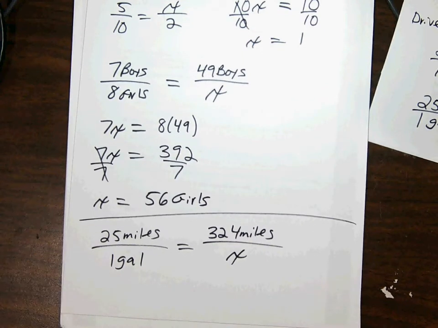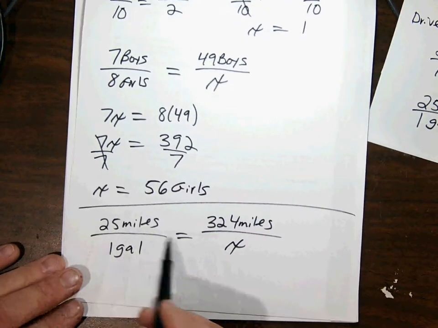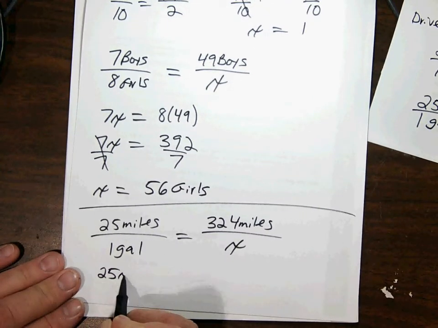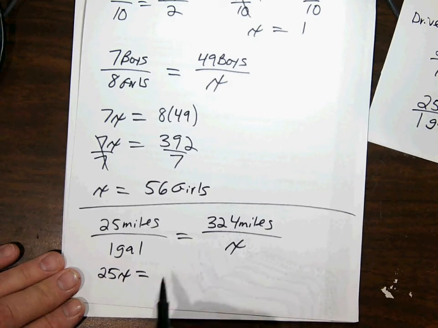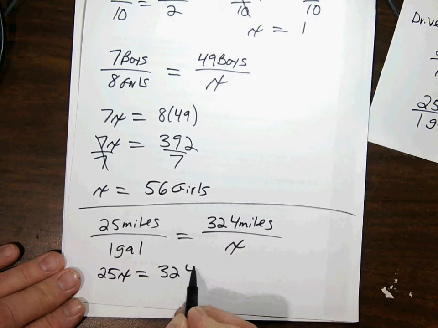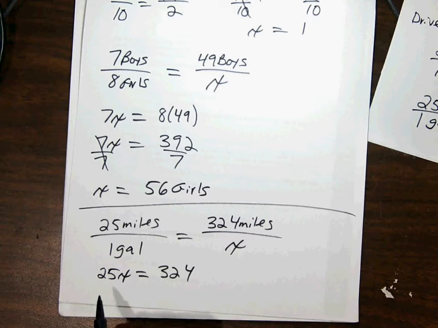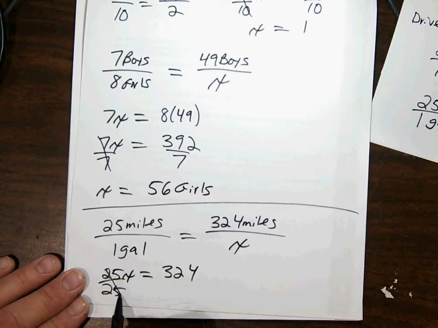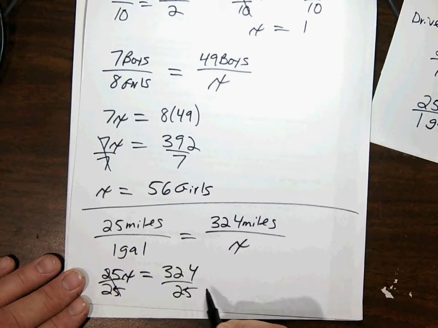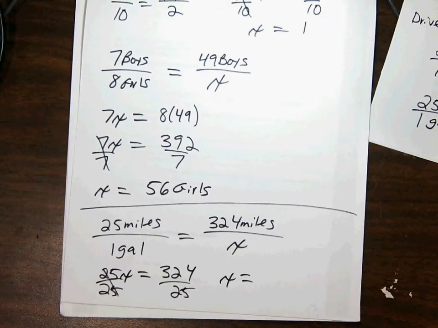Now we've got to crunch the number there. It's not going to be a nice, beautiful number anymore. How do we do it? We cross multiply. 25x equals 1 times 324, so it'll still be 324. Divide by 25 on both sides. X equals 324 divided by 25.